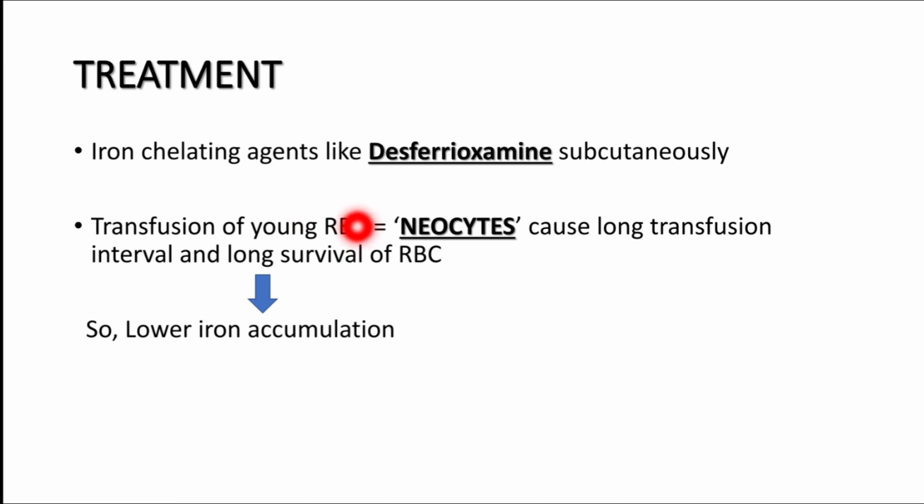So the young red blood cell has more longevity, right? So it will reduce your transfusion requirement. The transfusion interval will be prolonged, right? You will not need repeated transfusion every 10 days, right? Instead you might need it every 1 month. So it will prolong your transfusion interval, and so you will have long survival of red blood cells because the young RBCs will survive more, and because of long survival you will have a long transfusion interval, and so you will have low iron accumulation. So that is another option for the prevention of hemosiderosis.